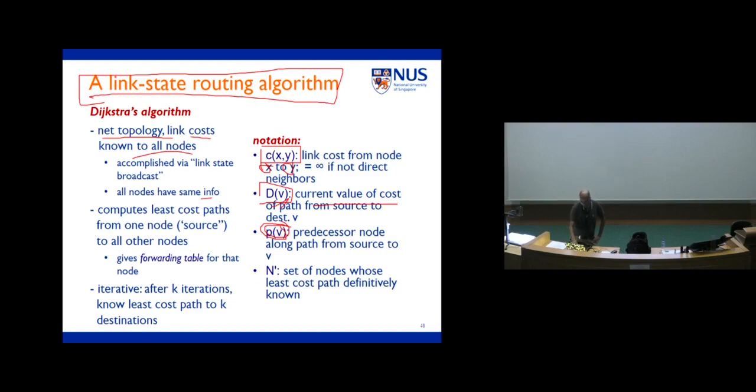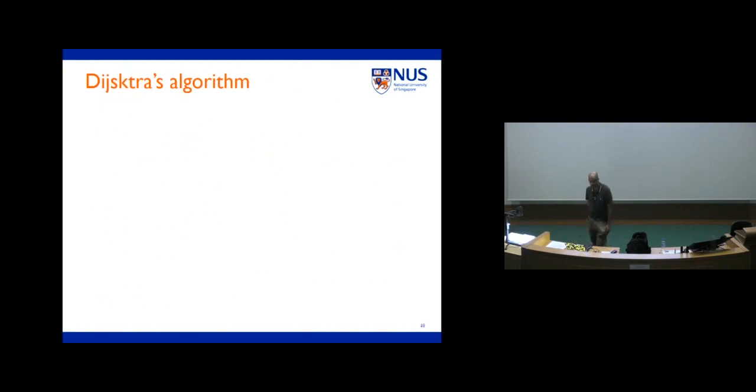And I will also maintain a set denoted by N prime. Since every iteration I will add a new node to this set, this set denotes the routers for which I already know the best path. At the end of my algorithm, this N prime will have all the routers. Initially it will have nothing. At the end it will have everybody. Okay. So let's take an example and let me go through the steps, and hopefully all of this will make sense.